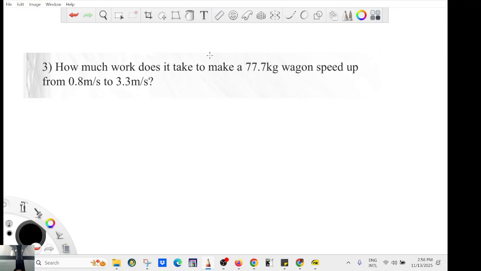How much work? Okay, so they just want you to remember the definition. Work, by definition, the work-kinetic theorem. Work is the change in kinetic energy. So the net work equals the change in kinetic energy.